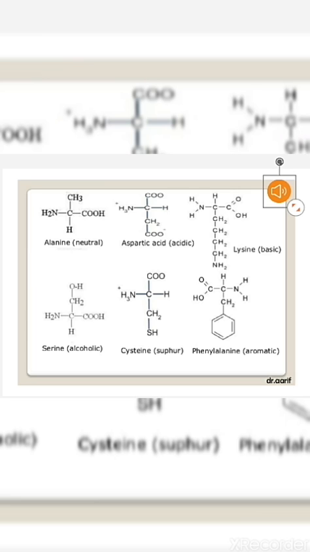In this slide you can see the different structures, and with the help of the structures you can clarify how amino acids are acidic, basic or neutral. There are structures of different amino acids.